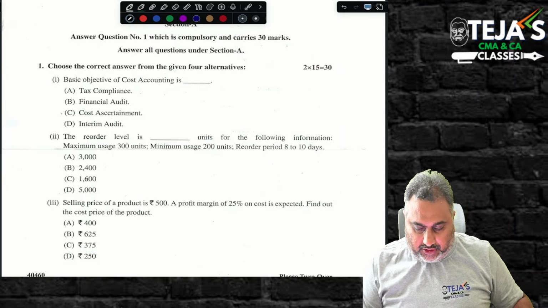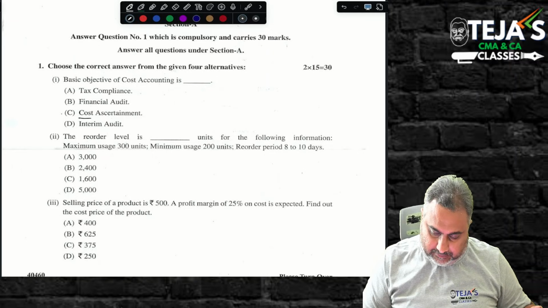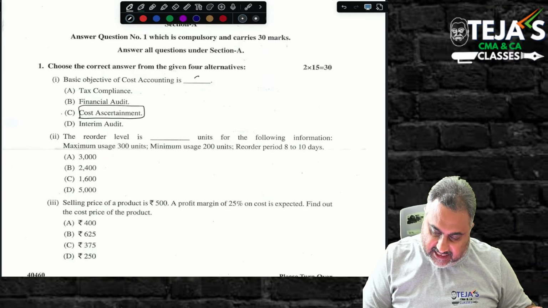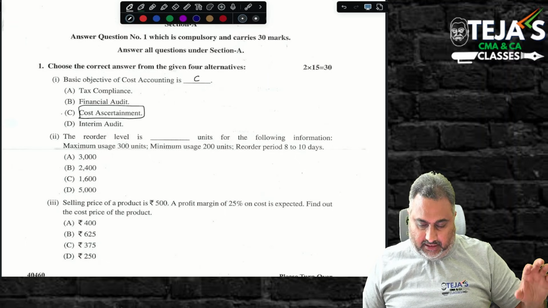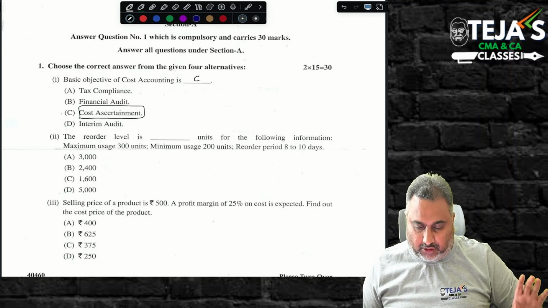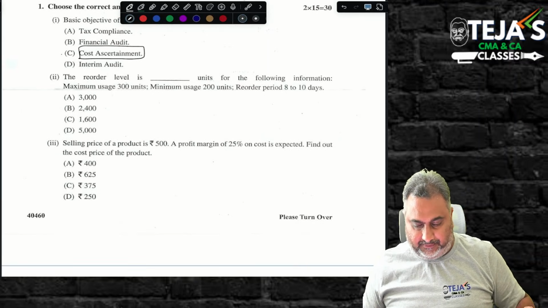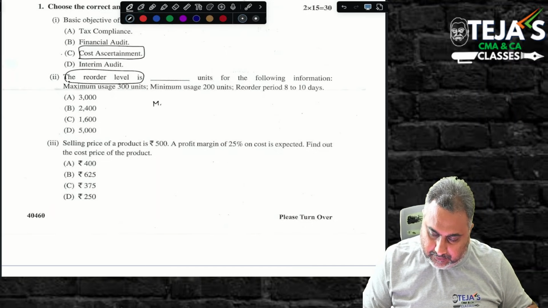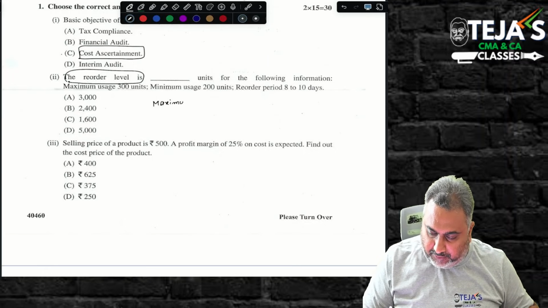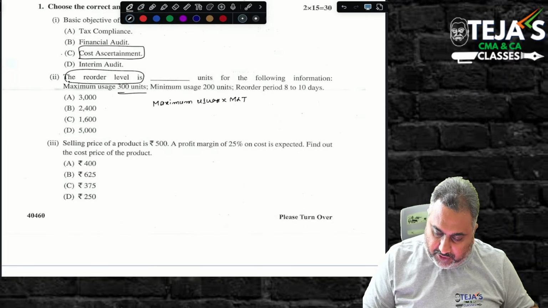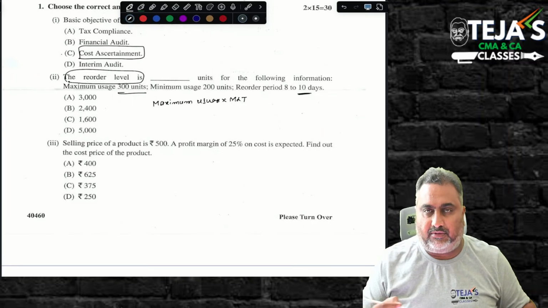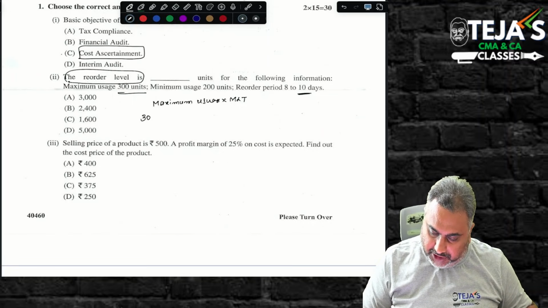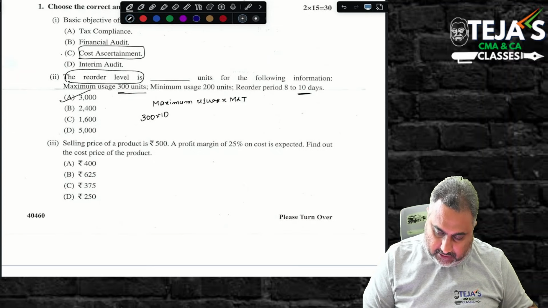See, the basic objective of cost accounting is: cost ascertainment, tax compliance, final audit, interim audit. These are all options; the basic objective is cost ascertainment. Next, what is the reorder level? What is the formula? Maximum usage into maximum lead time. The maximum usage is 300 units. The maximum lead time is 10 days. So 300 into 10 is equal to 3000.